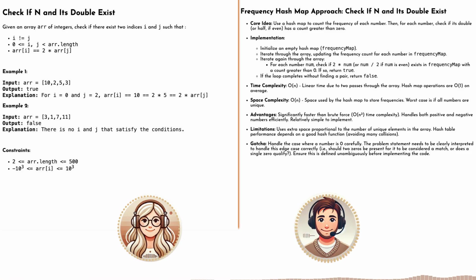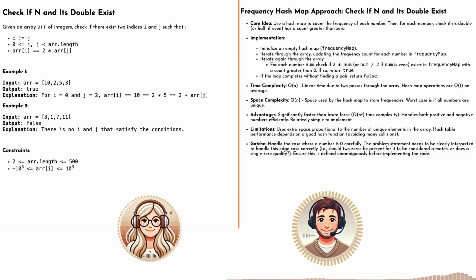So we build this hash map by going through the array and counting the occurrences of each number. Then what? Then we go through the array again, and for each number we ask the hash map, hey, does the double of this number exist as a key? And if it does, we know we found a pair. So we're essentially checking if for every number there's a corresponding double that's been tallied up in our map.